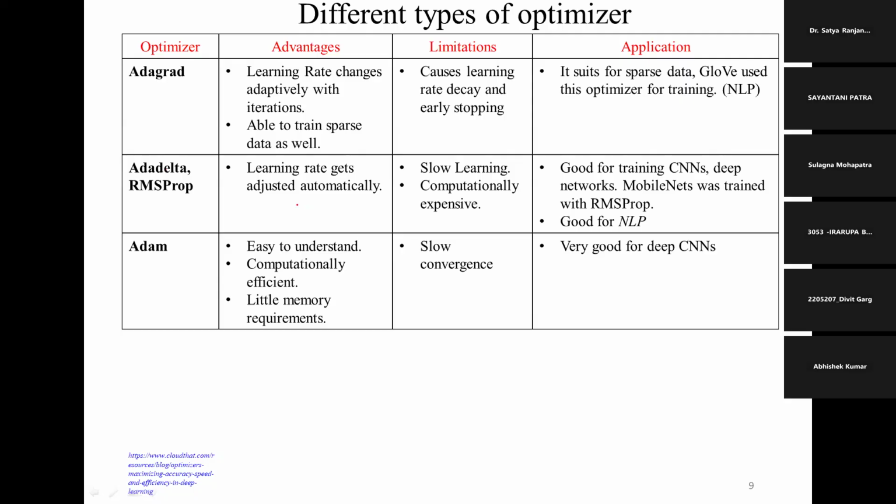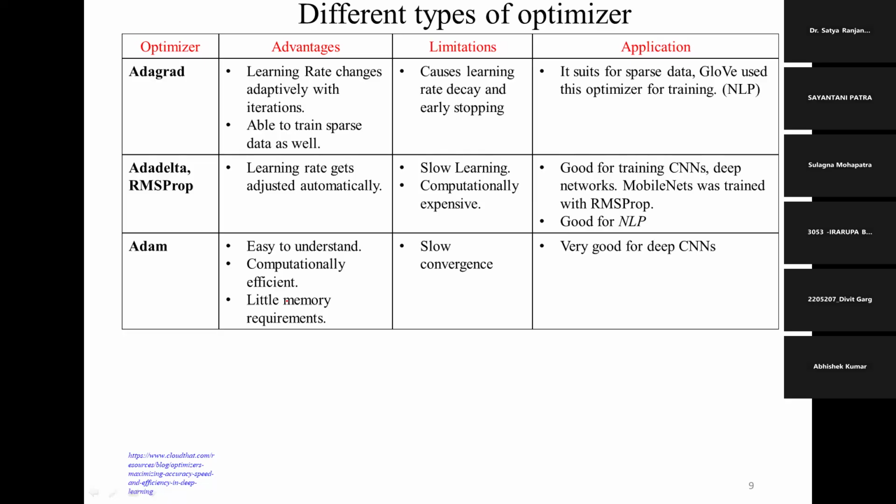Then we have AdaDelta and RMSProp also. They also have learning rates that get adjusted automatically. The limitation is slow learning and computational expense, because they are adaptively changing the learning rate. At every step the learning rate is changing, so it is a slow process and computationally expensive. But Adam is the mostly used one, I think by 90% of researchers. It is easy to understand, computationally efficient, and requires little memory. But slow convergence is there. There is a trade-off: you need faster convergence or slow convergence.